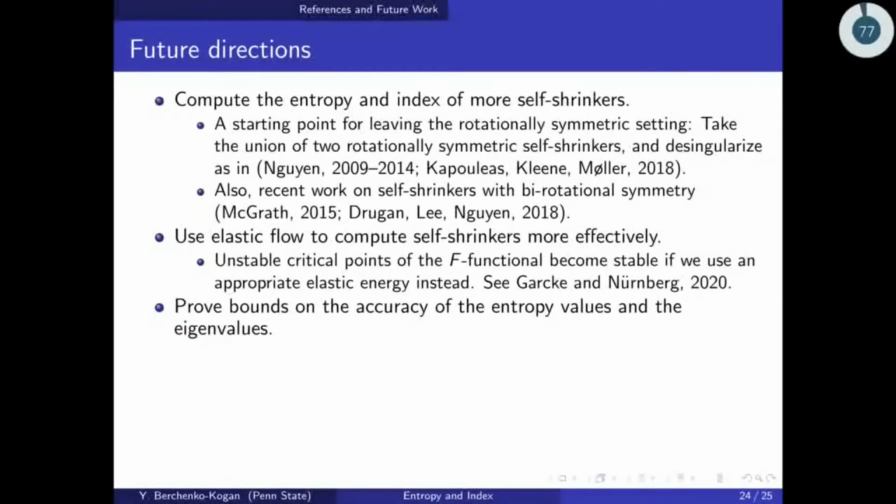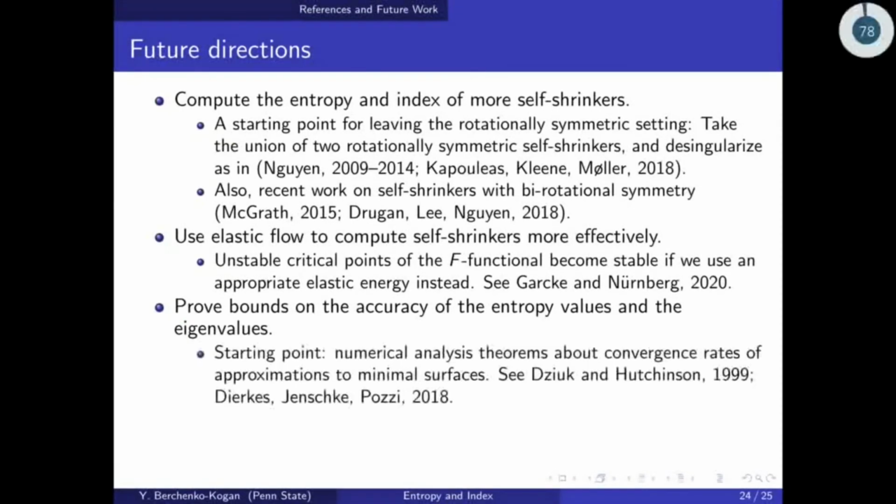And of course, one thing I alluded to earlier in the talk is that these numerical experiments are all well and good, but as mathematicians we want to prove things. And so what we would like to do is to have bounds on the accuracy of the entropy values and also on the eigenvalues that I computed in the index computation. So I counted the number of negative eigenvalues, and I need to know that the error in those negative eigenvalues is small enough that they're not secretly positive eigenvalues that only look negative due to the error. And so there's some starting points in those directions as well.